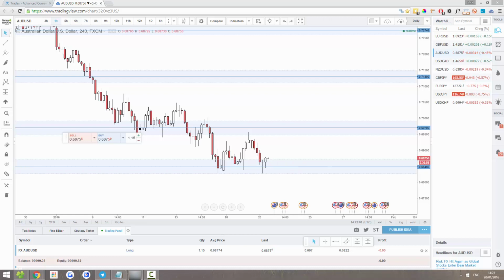So what I'm looking for is for buyers to take control of price, which they already have appeared to do, and hold control of price at least until it reaches up here, which is, you know, what would result in a winning trade for me.